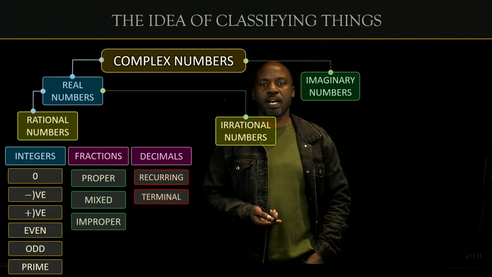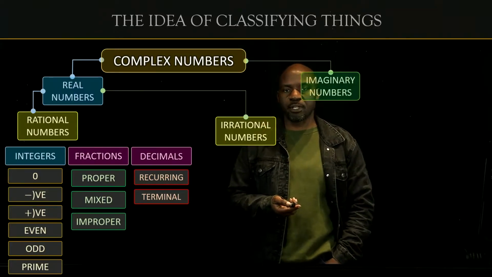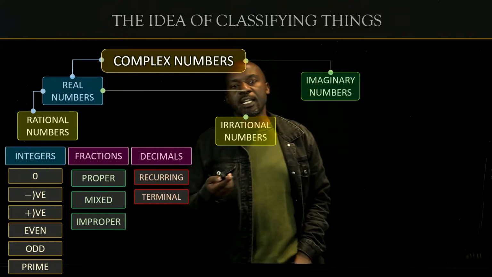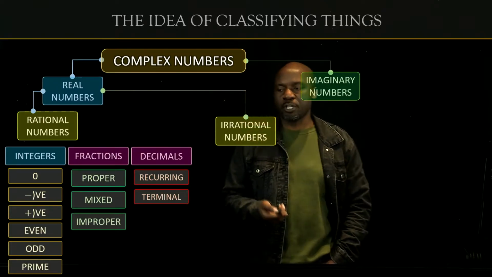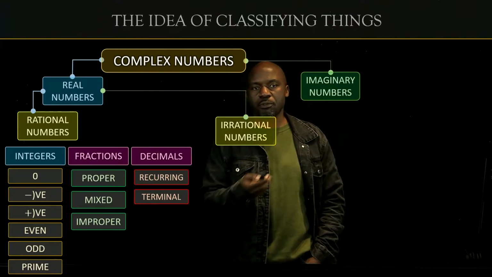We have decimals, which will fall under recurring decimals and terminating or terminal numbers, okay? A terminating decimal is any decimal that ends. So 0.25 is a terminating decimal because it ends at 5, 0.25, okay?